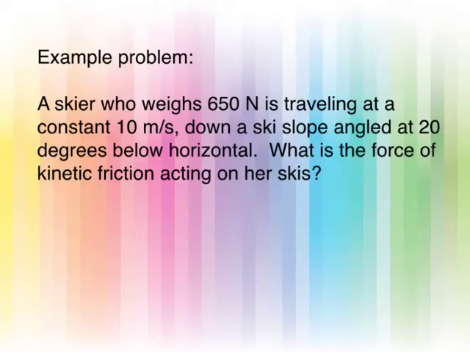Let's try out this problem-solving method by looking at an example problem. A skier who weighs 650 newtons is traveling at a constant 10 meters per second down a ski slope angled at 20 degrees below horizontal. What is the force of kinetic friction acting on her skis?